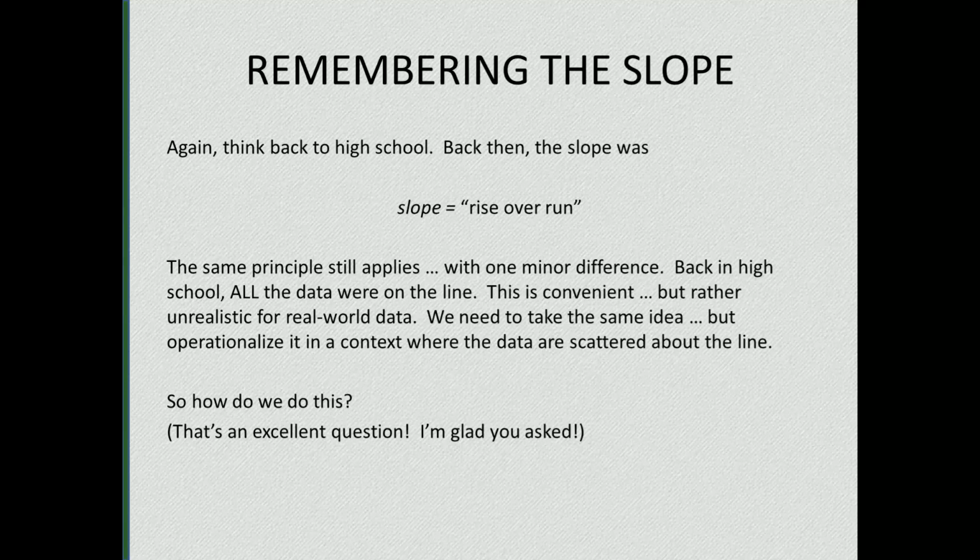You see, back in high school, they were being nice to us. I really don't approve of that. Seriously. The examples we had in high school analytic geometry class, the data points were all on a line. In the real world, the data points tend to scatter around the line. And so we need to take the same idea of rise over run, but we need to operationalize it in a somewhat different manner. How do we go about doing so? Glad you asked that question.